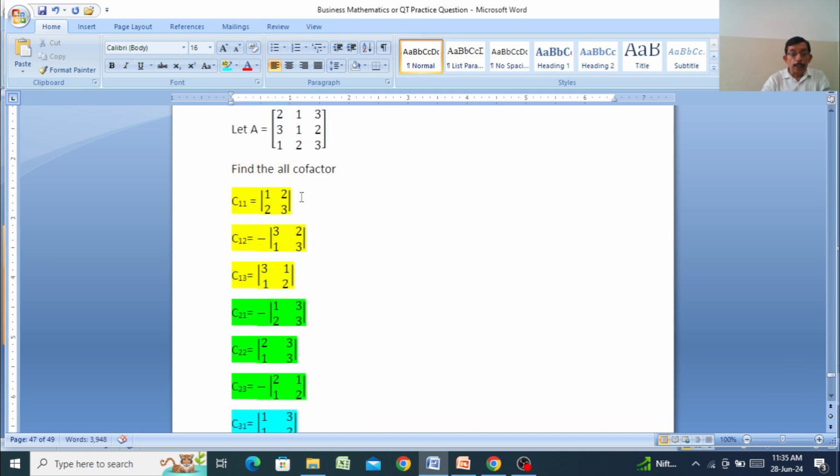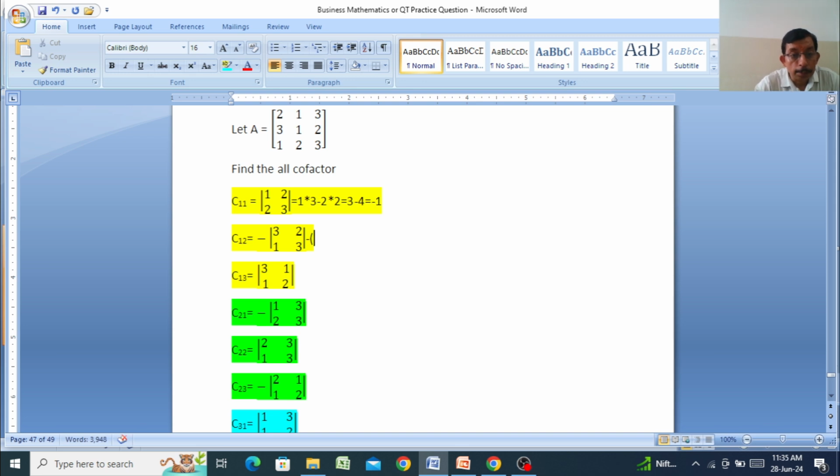Now we simplify the first cofactor, C11, in the form of a determinant. The determinant value is found by the difference of the multiplication of the diagonal elements. First we multiply the diagonal elements, after that we subtract, which gives the second order determinant, the C11 cofactor. 1 multiplied by 3 minus 2 multiplied by 2 equals 3 minus 4, which is equal to minus 1. Is it clear, everyone?